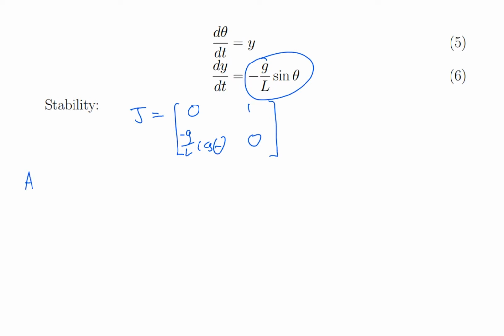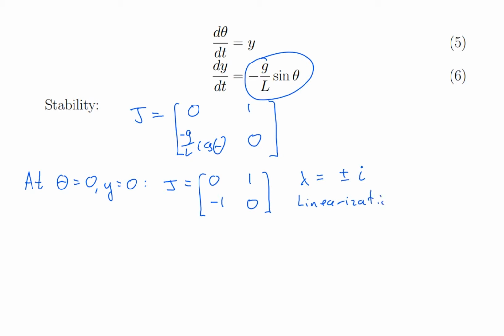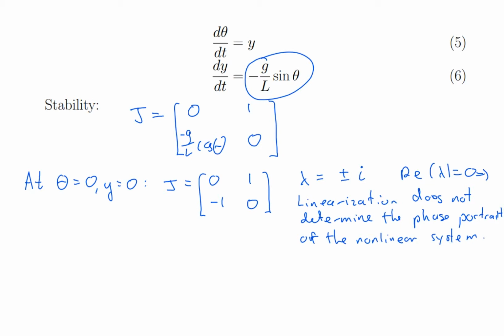And now I take each fixed point, theta equals 0, y equals 0. The Jacobian derivative, that's the vertical down position, is 0, 1, minus 1, 0. Find the eigenvalues, and you find they're equal to plus or minus i. That means the linearized system is a center, but because the real part of that eigenvalue is 0, unfortunately, this doesn't tell me anything about the behavior of the nonlinear system. So the linearization does not determine the phase portrait of the nonlinear system. Never mind, let's press on.